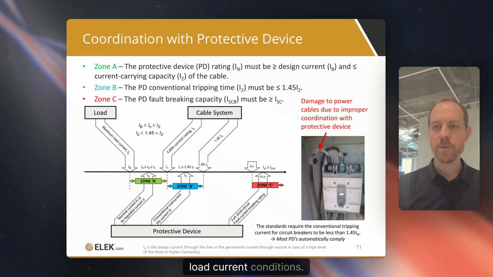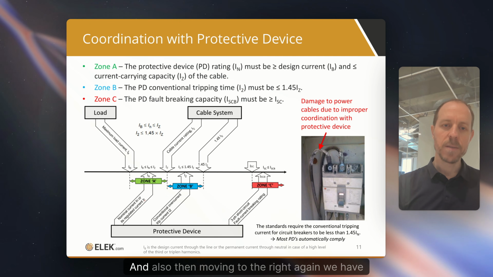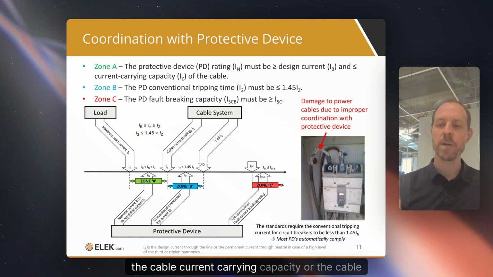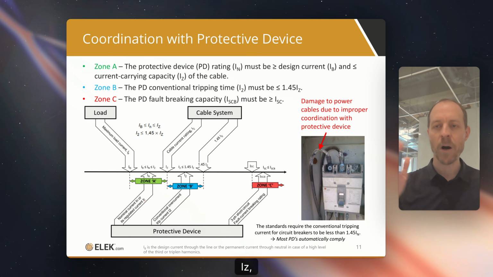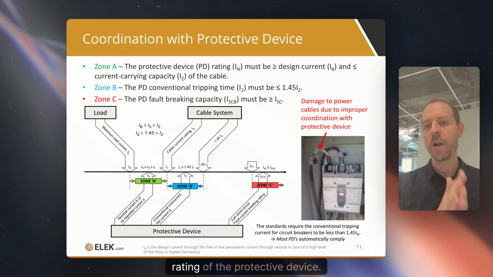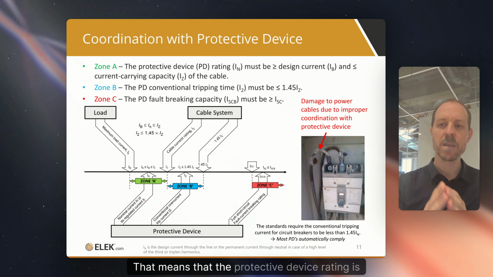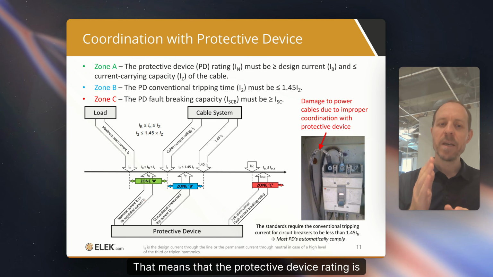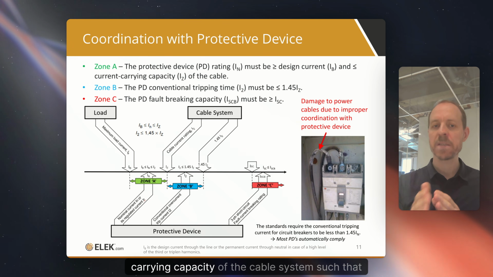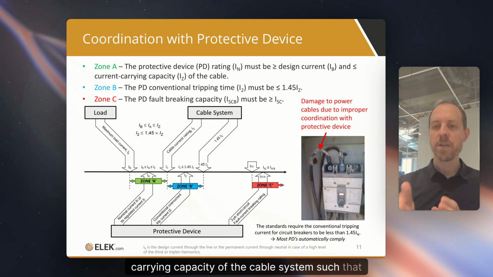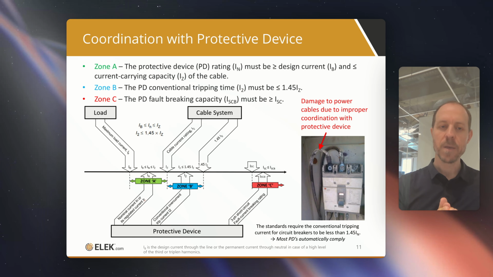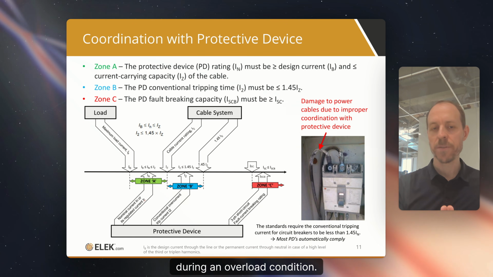That means that the protective device is designed such that it will not trip during maximum load current conditions. Moving to the right again, we have the cable current capacity, or the cable current rating, IZ. That's on the right-hand side of the nominal rating of the protective device. That means that the protective device rating is selected such that it is less than the current capacity of the cable system, such that the protective device will protect the cable system during an overload condition.